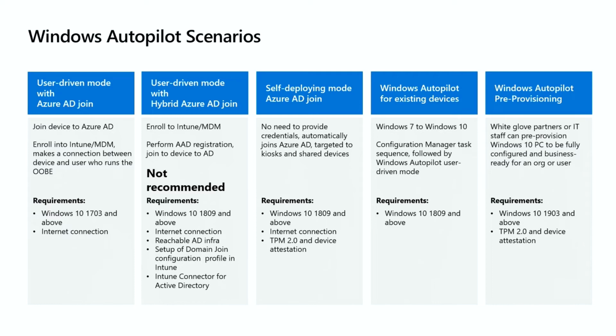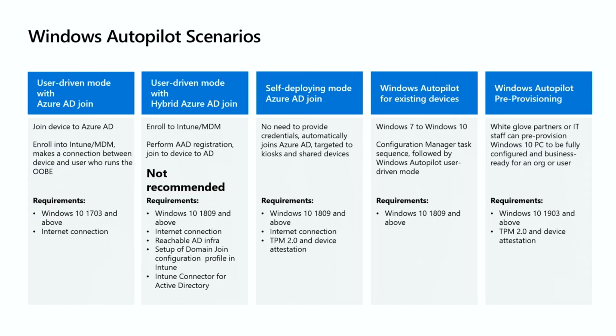Self-deploying is a scenario primarily for kiosks and shared devices. I don't know if you're going back to laptop carts at all. I know a lot of schools are moving one-to-one with all the funding that's been given to districts over the last couple of years. But you still have the shared scenarios, right? You have labs, you've got kiosks and things like that. Autopilot with self-deploying can be used in that scenario.